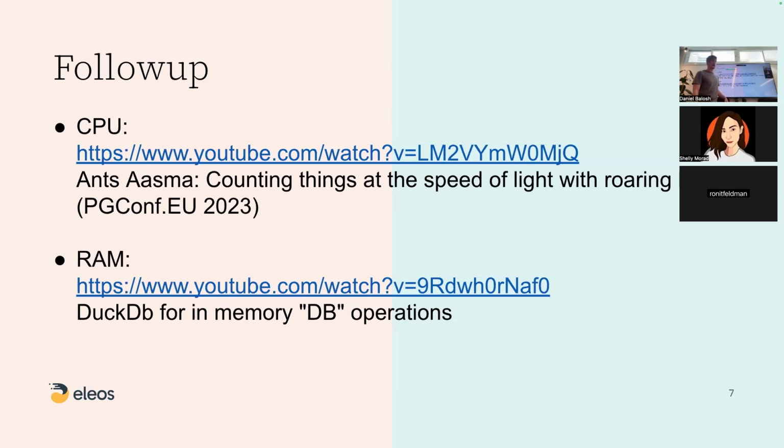Follow up. Regarding computation on the CPU, this is a great lecture on using Postgres to do vector manipulation. I think you'll find it interesting. And the second one is regarding DuckDB, which is a great tool to process large data sets in memory.